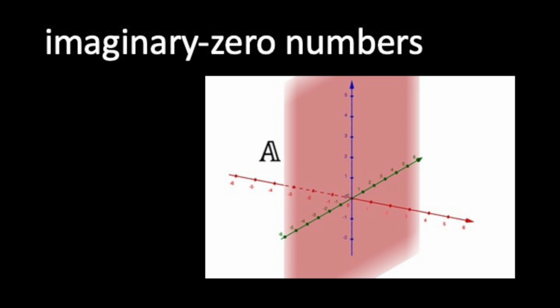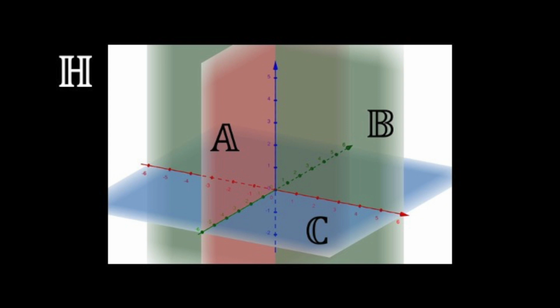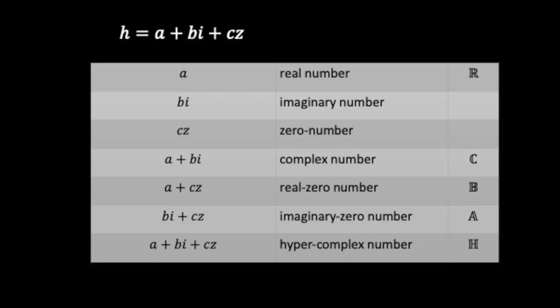Likewise, imaginary zero numbers would be hypercomplex numbers where the real part is 0, so numbers that only have an imaginary and a zero part. The set of imaginary zero numbers will be called A, and it is represented as a two-dimensional plane in red here. And here you see the combination. The hypercomplex space has some subsets in 2 dimensions, the sets C, B, and A. Here's an overview of all kinds of numbers we have until now.